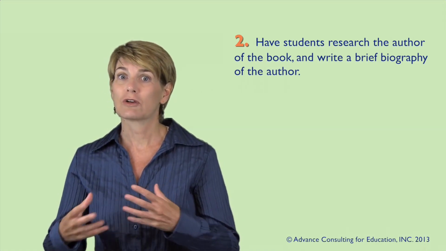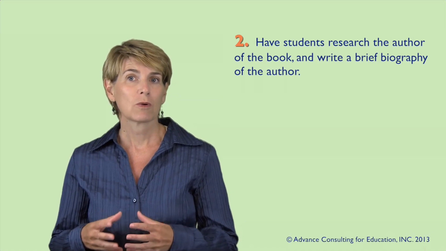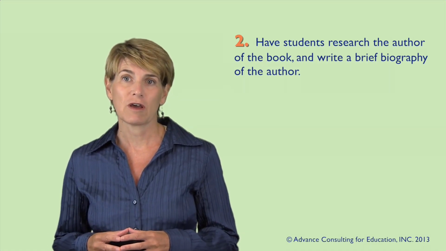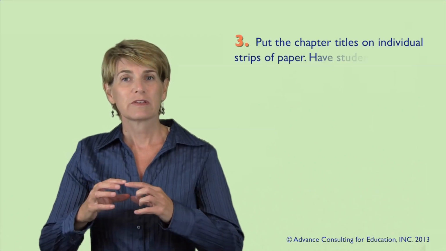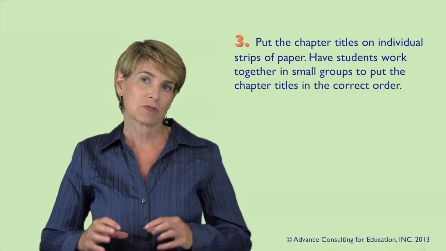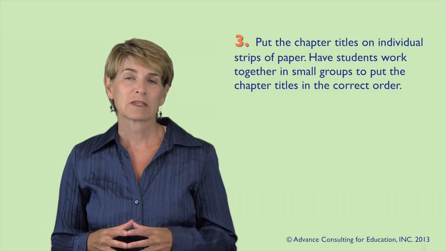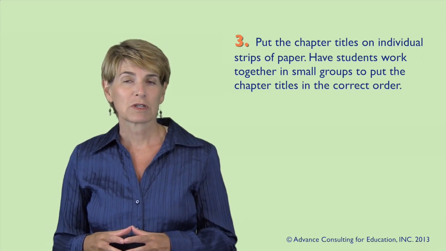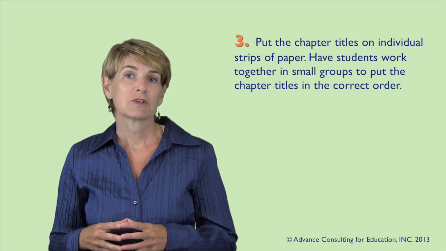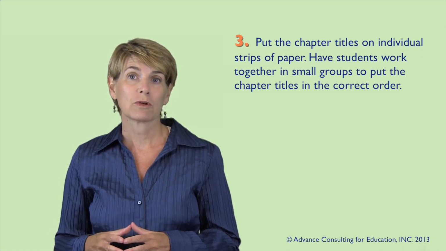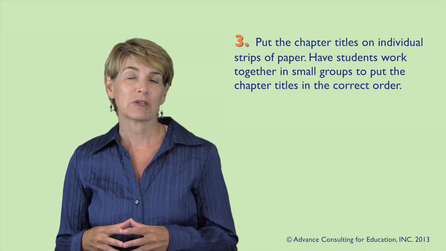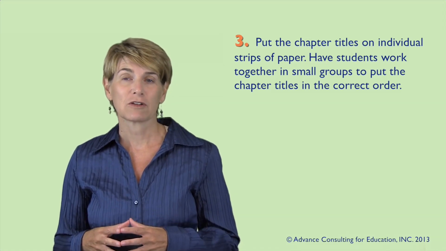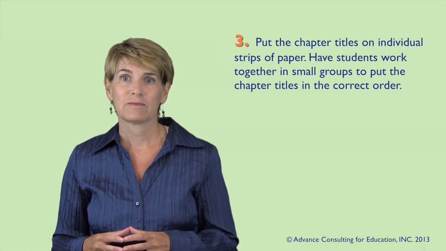Students can either then share this information in small groups, or they can write a brief biography of the author. For the next pre-reading activity, put the titles of the chapters on individual strips of paper and make one set of titles for each small group in your class. Students then work together with their small groups to put the chapter titles in the correct order to try and predict how the book is going to unfold. And then you can confirm the answers as a class.